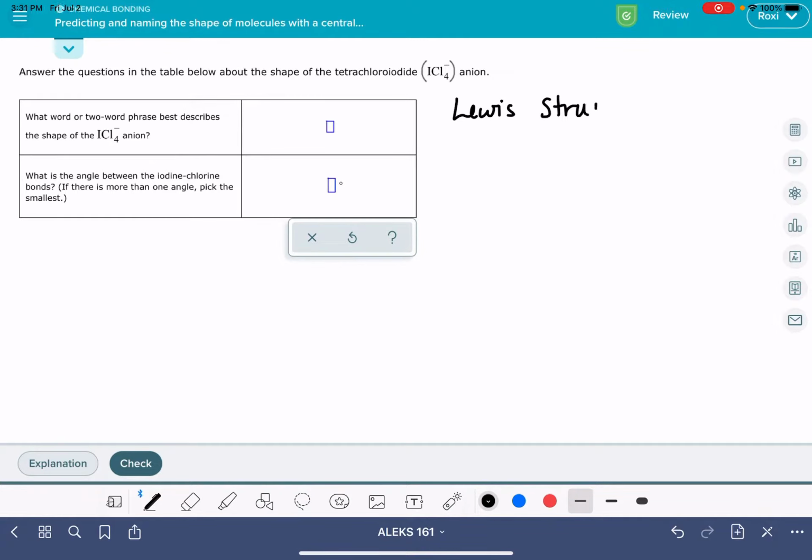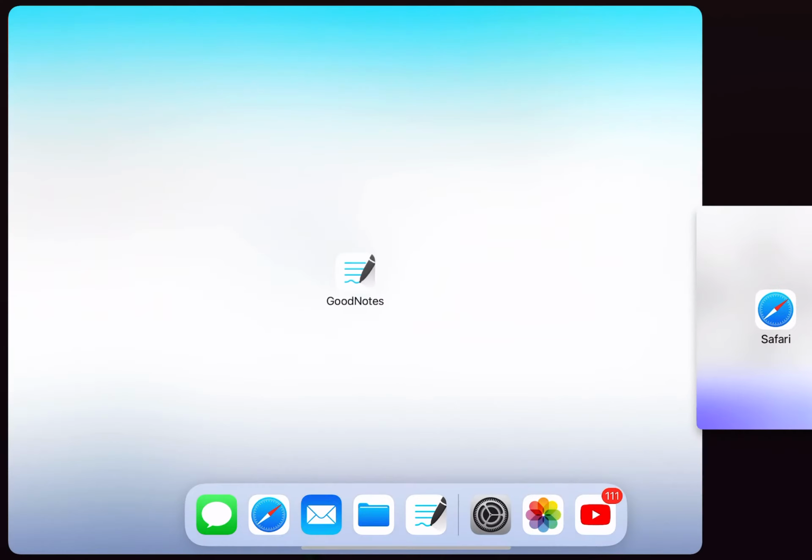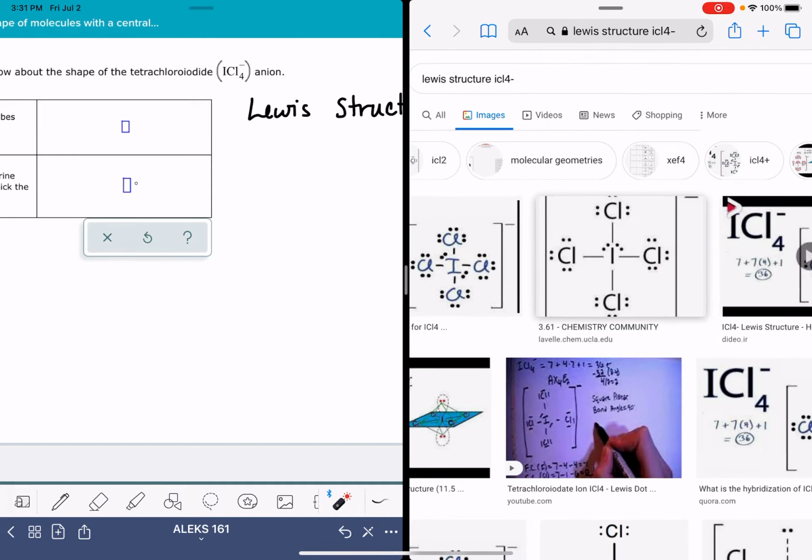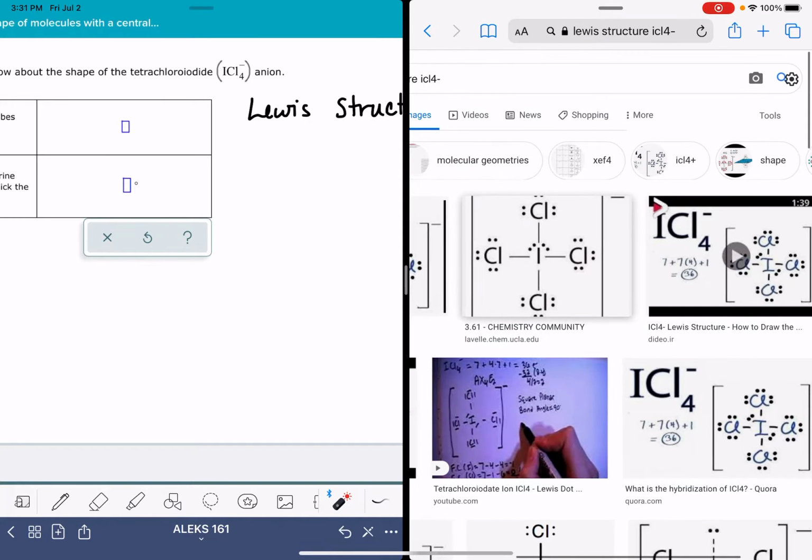There's no shortcut, there's no way to answer these questions unless we have a Lewis structure that we can look at. I guess there is a shortcut. The shortcut is to use the internet to look up the Lewis structure rather than coming up with it on your own. You can just Google Lewis structure ICl4-. If you're doing this, just make sure you're being really careful.